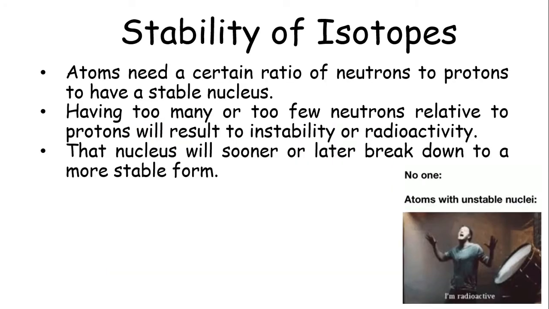Isotopes are not really that stable. So the atoms need a certain ratio of neutrons to protons to have a stable nucleus. Having too many or too few neutrons relative to the protons will result in instability or radioactivity. Then that nucleus will sooner or later break down to a more stable form. It is a process called radioactive decay.